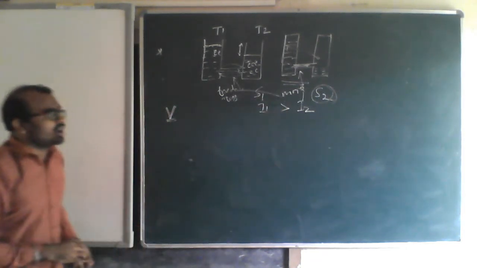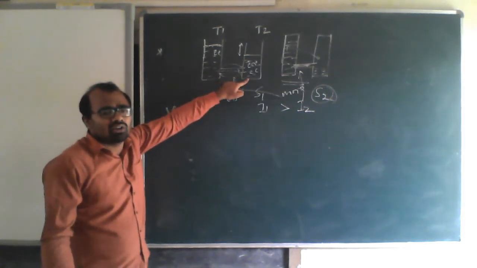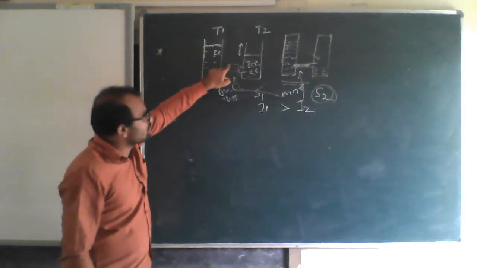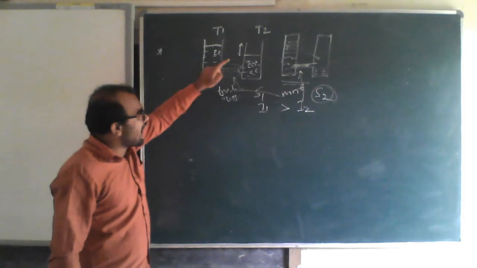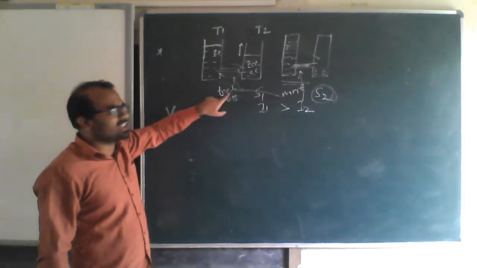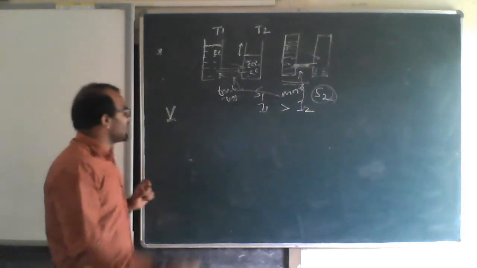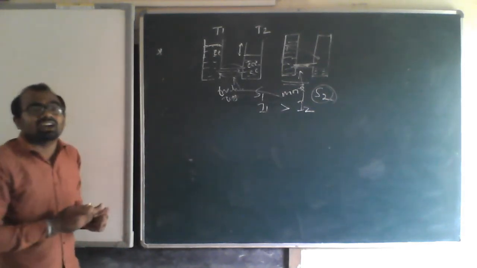That means what? Here difference is less. What is difference? Electron difference. Electron difference is nothing but potential difference. Potential difference is less. Here potential difference is more. So as the potential difference is less, current is less. As the potential difference is more, current is more. That means potential difference decides the current.